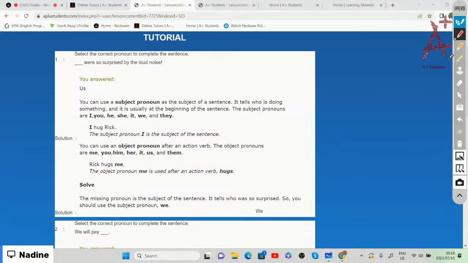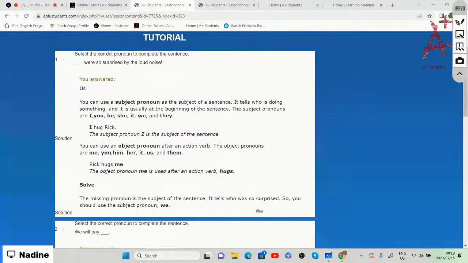All right, so once again, we get subject pronouns and we have object pronouns. The subject pronoun is the subject of the sentence, and it tells us who is doing something. Most times, or usually, we will find it at the beginning of the sentence. And then we also have object pronouns, right, which we can then use after the action verbs.